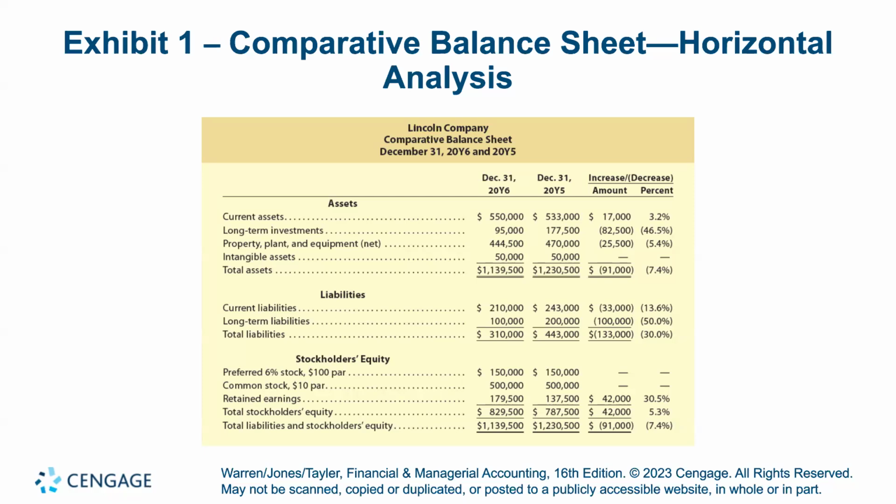Their preferred stock is unchanged. Common stock is unchanged, meaning they haven't issued any more stock. The retained earnings is up 30.5%. And their total stockholders' equity is up by 5.3%.